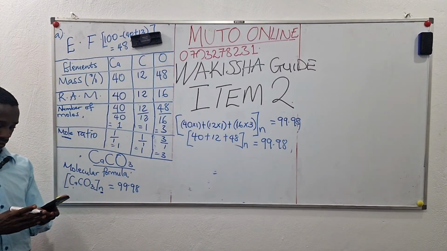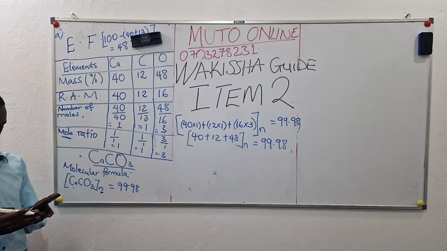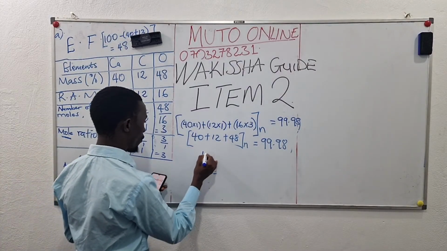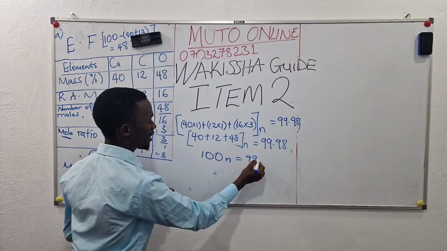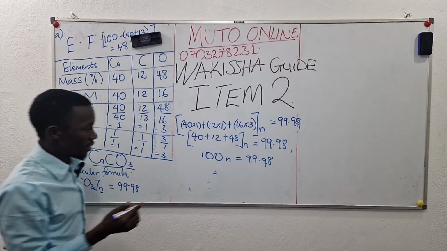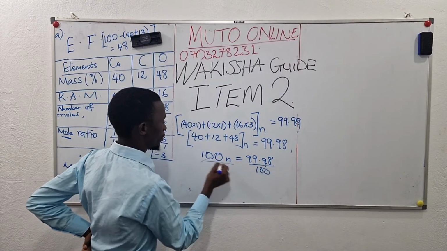So for there we shall have 48 plus 40, plus 12, giving us 100, and 100 multiplied by n is 100n, giving us 99.98. So we shall divide through by 100 such that we get the actual mole ratios.